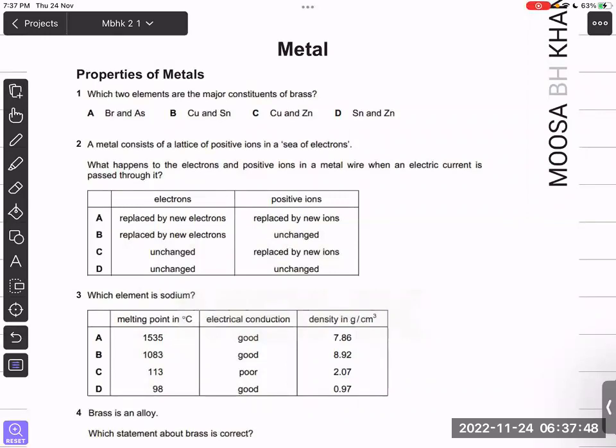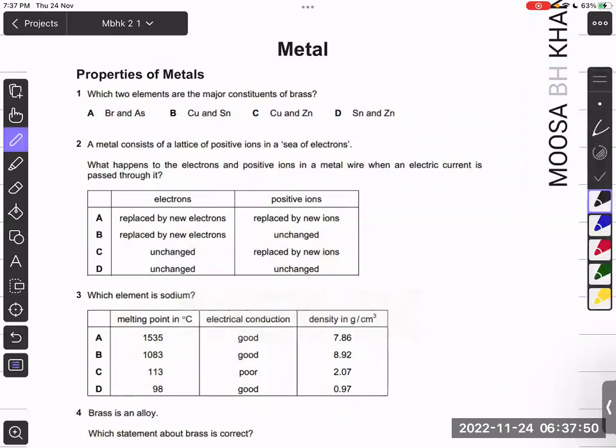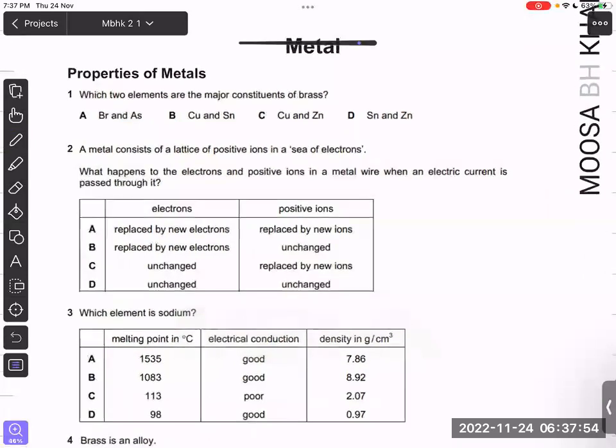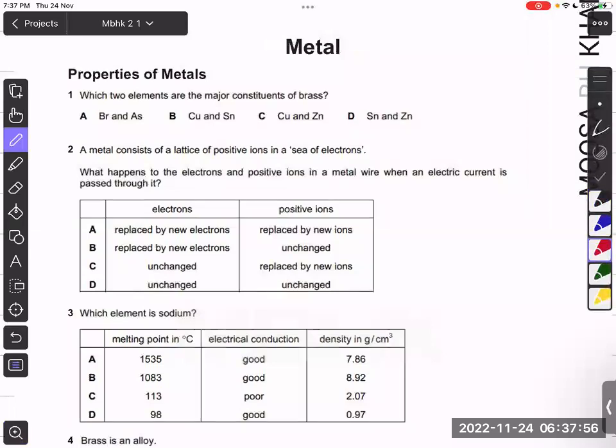Okay, let's begin. First question is, which two elements are the major constituents of brass? So brass is an alloy made up of copper and zinc metal. Okay, you have to remember about brass.